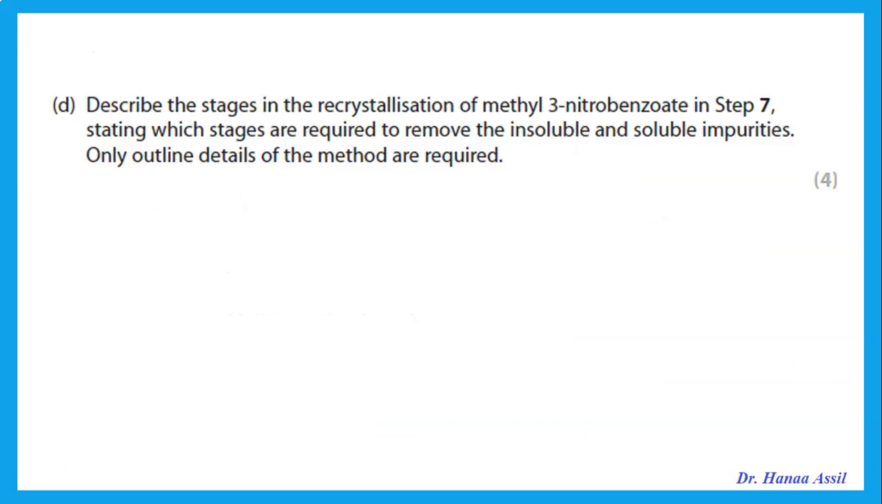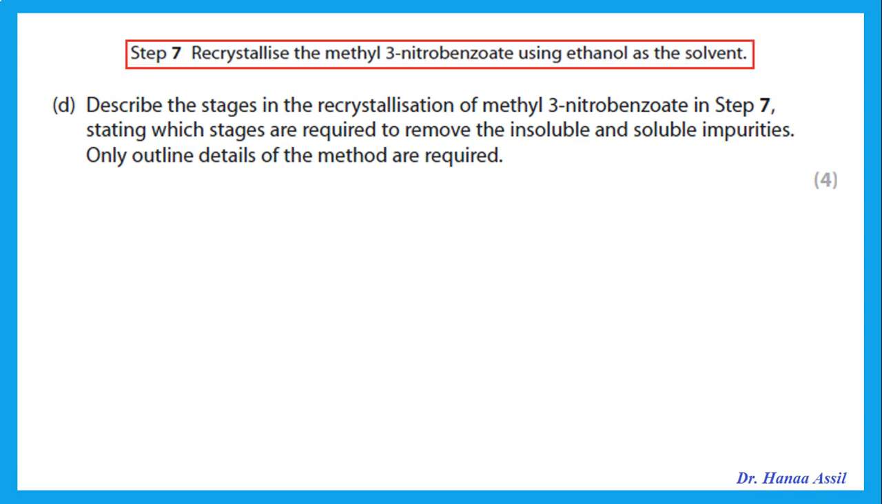Describe the stages in recrystallization of methyl 3-nitrobenzoate in step 7, stating which stages are required to remove the insoluble and soluble impurities. Okay, what is he trying to do? He's trying to recrystallize, and in step 7 he told us that he is trying to recrystallize it using ethanol as the solvent. And that means my crystals will dissolve in the ethanol.